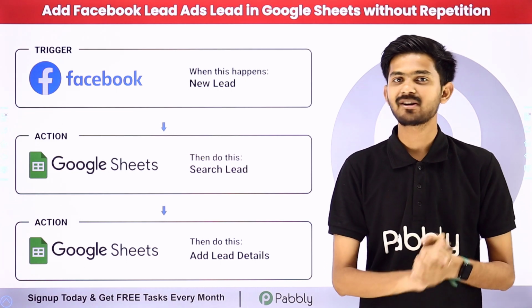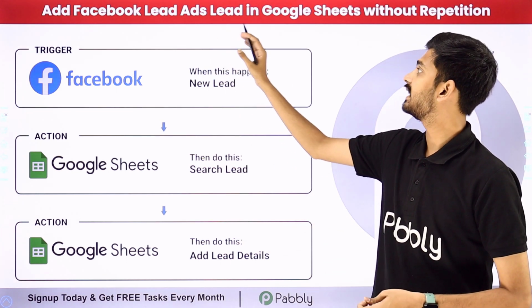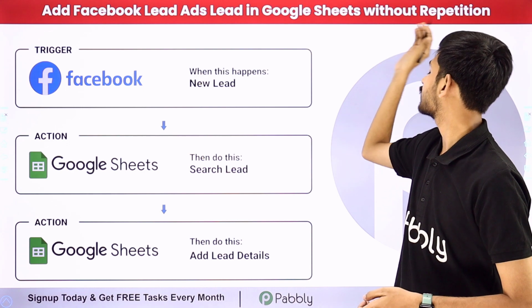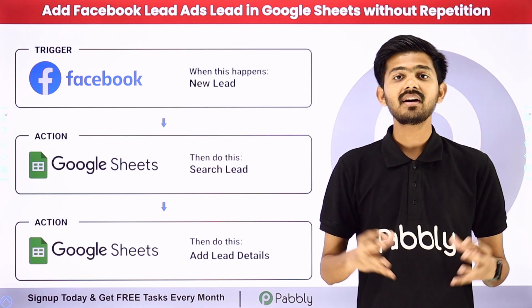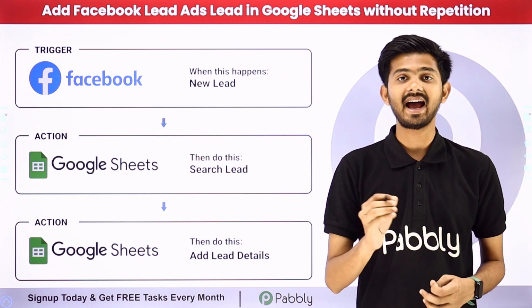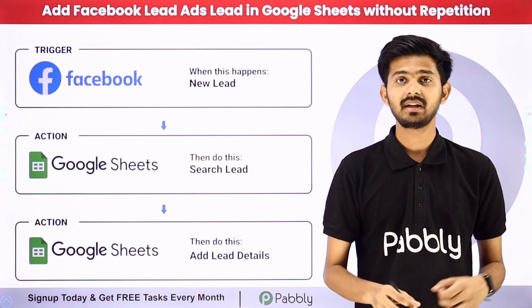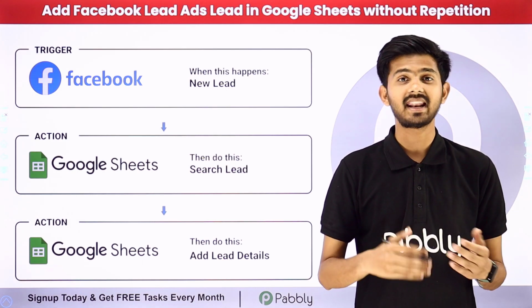Hello everyone, today our topic is how to add Facebook lead ad leads in Google Sheet without repetition. So here I'm promoting my business on Facebook lead ads and I'm receiving a lot of leads. But I'm receiving repeated leads again and again.